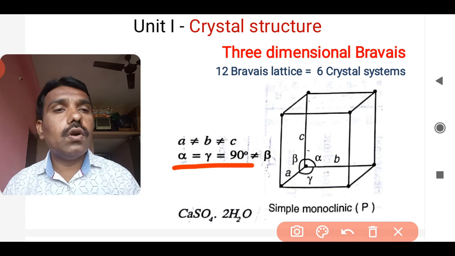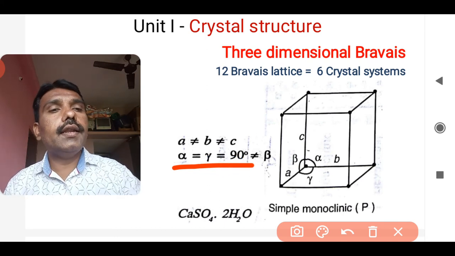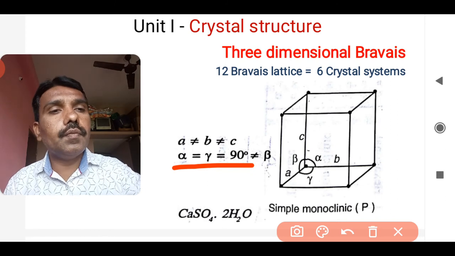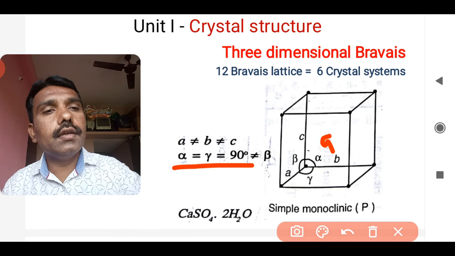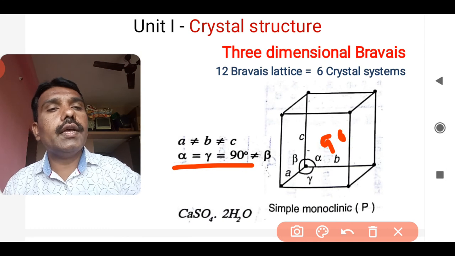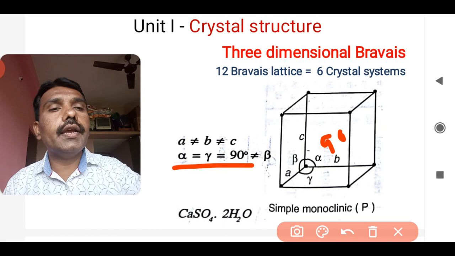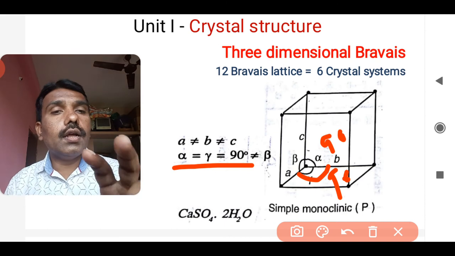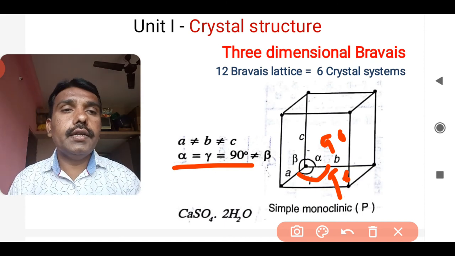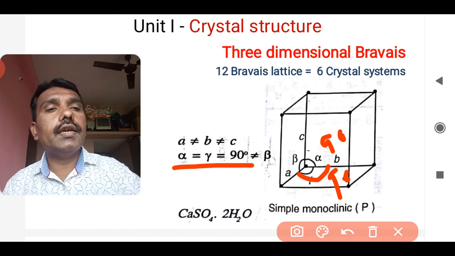That means, as far as alpha is concerned, it is the angle between vectors b and c, and this is 90 degrees. And as far as gamma is concerned, it is the angle between vectors a and b, and that is also 90 degrees. But alpha and gamma are 90 degrees, and beta is not exactly equal to 90 degrees.